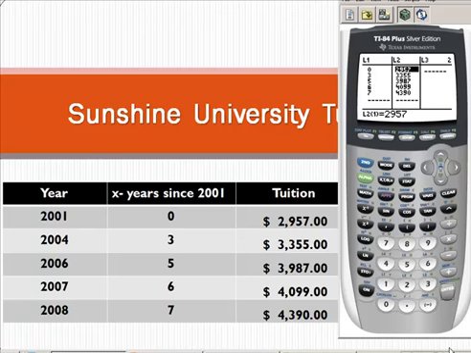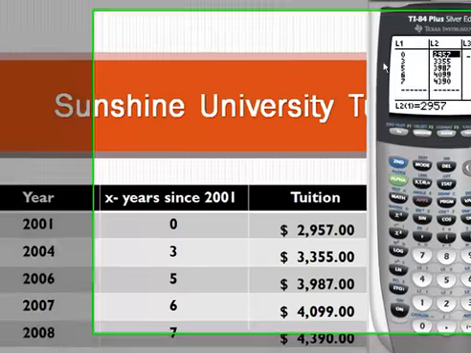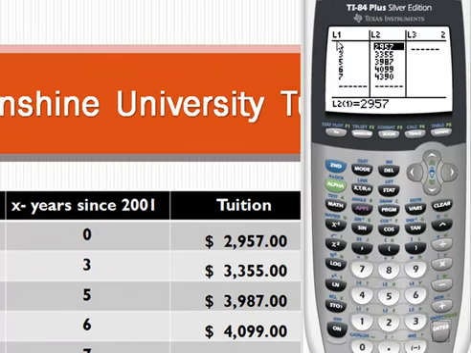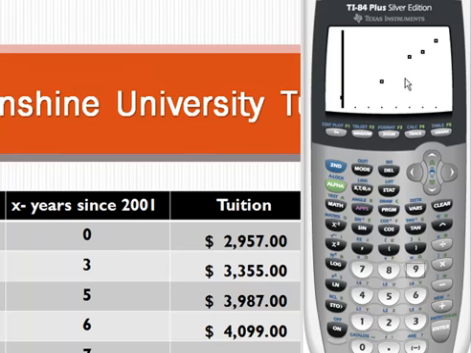If you remember in the scatter plot video, the number of years since 2001, that was our input, and we placed that into list 1. And the tuition was our output, which we placed in L2. We then made a scatter plot of this, and it looked something like this.